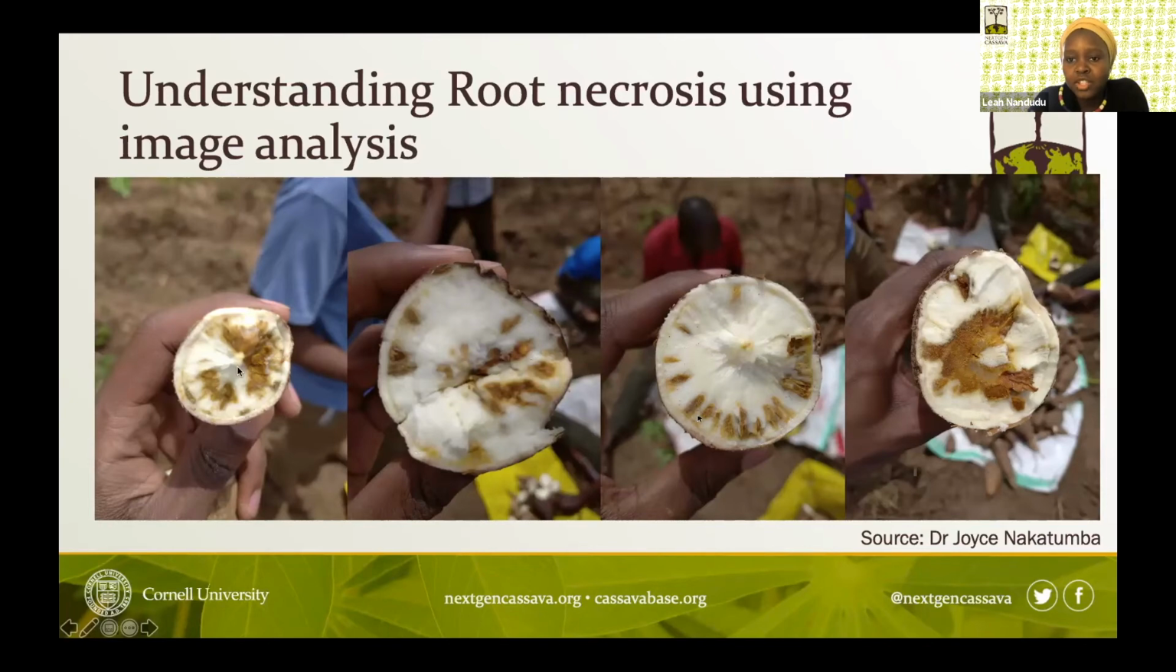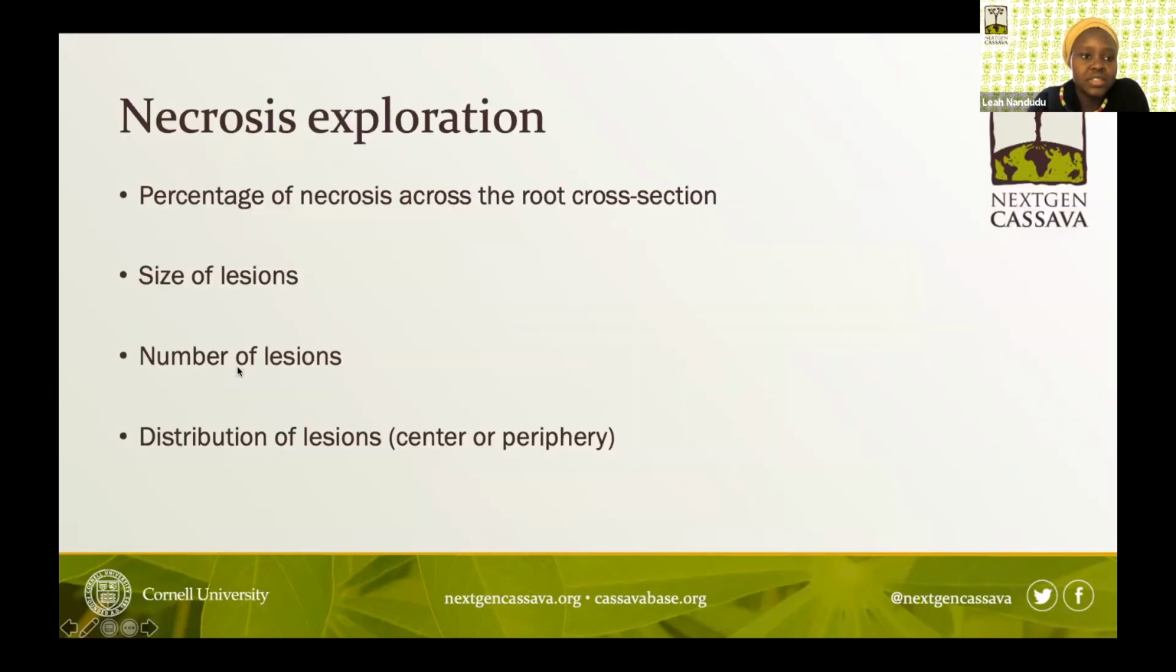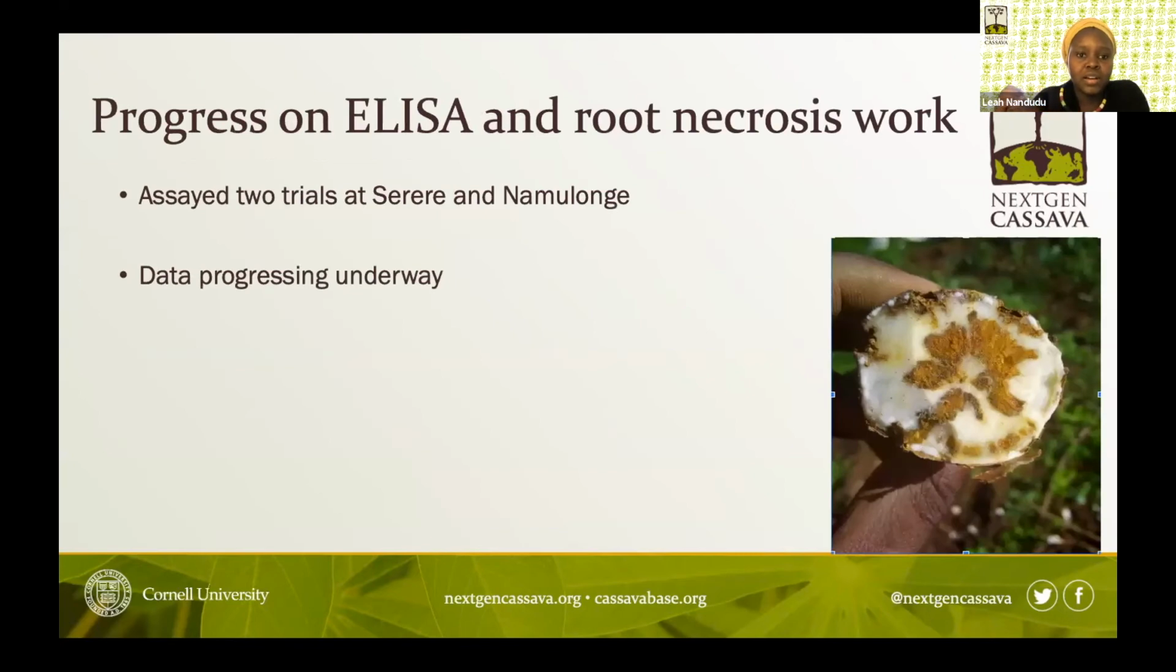So we think that to explore necrosis, we will have to generate data about the percentage of necrosis across the root, the size of the lesions, the number of the lesions, and the distribution of the lesions. As for progress on both the ELISA work and the root necrosis work, we've assayed both traits in two regions that vary in disease pressure, and we're currently processing the data.